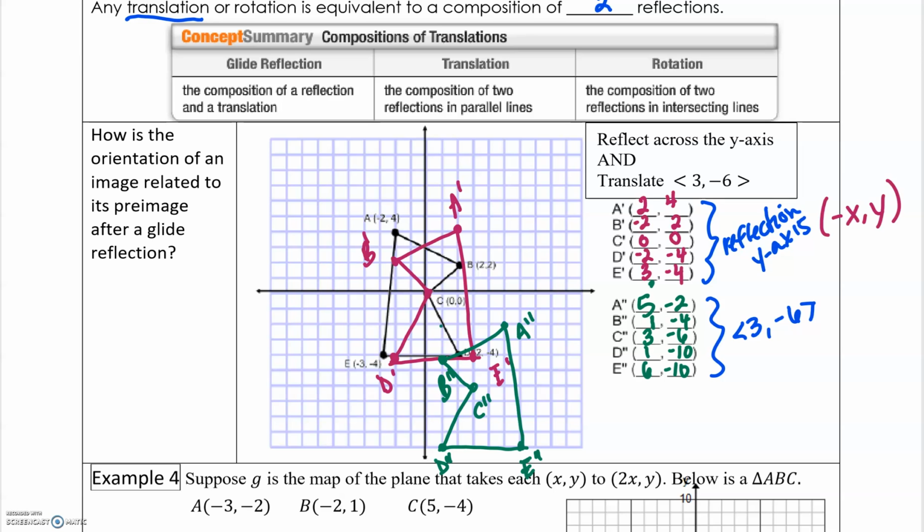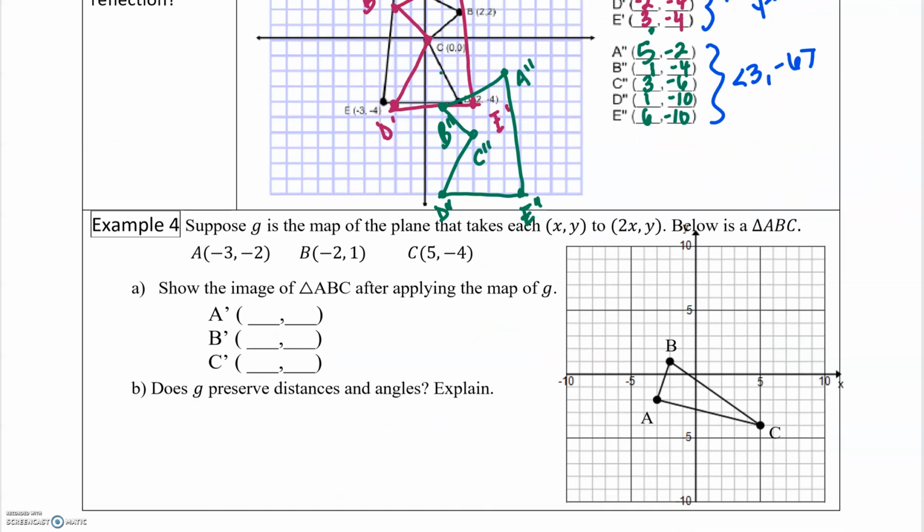All right, double check. If you did the rule, it was negative x, y. So these are your coordinates, and the pink was the first, just the reflection over the y-axis. And then the next one was translating it right 3 and down 6, and that is in the green. So we always go from that last transformation to the next. So double check those. And then let's take a look at our last example.